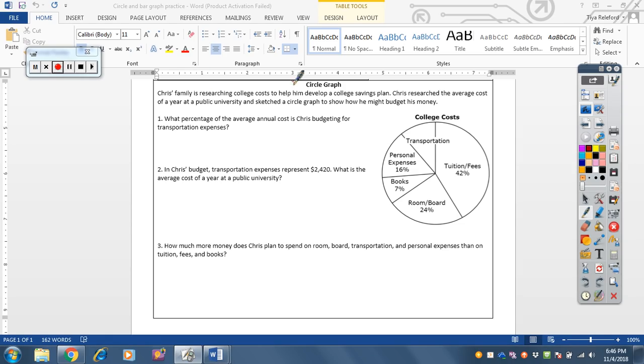Chris's family is researching college costs to help him develop a college savings plan. Chris researched the average cost of a year at a public university and sketched a circle graph to show how he might budget his money. Number 1 says, what percentage of the average annual cost is Chris budgeting for transportation? So if it's asking for percentage, that's a proportion.